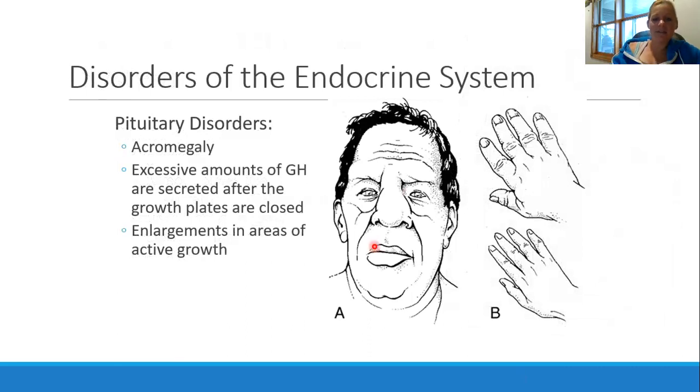Okay, if I have this oversecretion of growth hormone as an adult, I get another condition known as acromegaly. Once the growth plates are closed, it's only going to cause enlargement in active areas. Notice that his nose and his lips, where the speed of metabolism is very high, show excessive growth, and also his hands. So areas where we have metabolically active skin will have some growth issues.